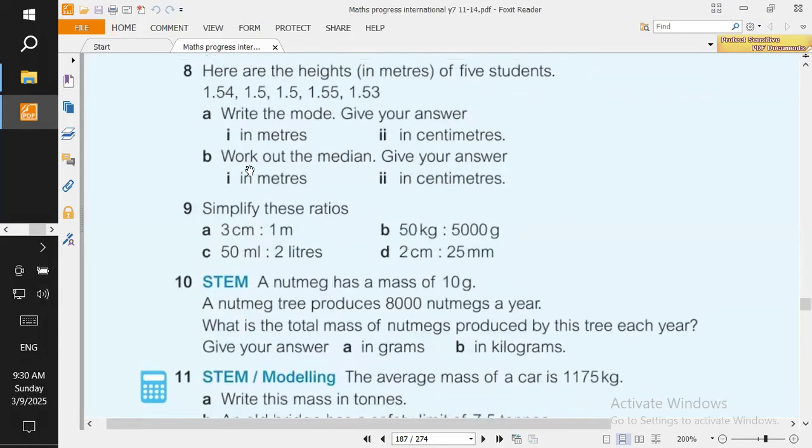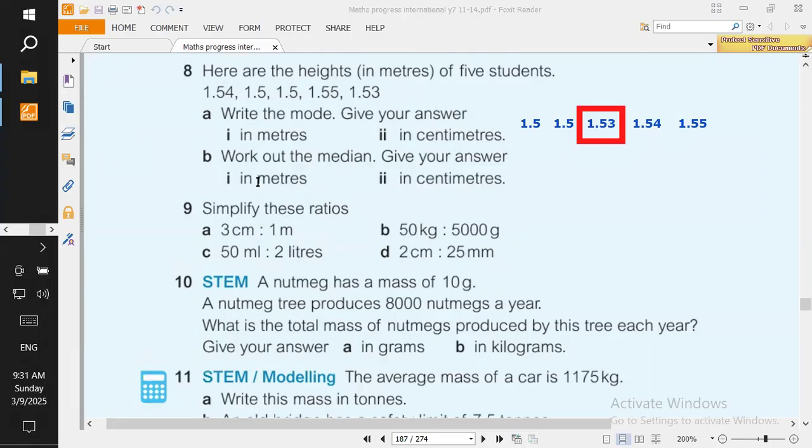Work out the median. Median means what? You have to put them in order of size and then find the one in the middle. So let's put them in order of size. The smallest one is what? It's 1.5. And then 1.5. And then after that, we have 1.53, and then 1.54, and then 1.55. Now here I put them in order of size from the smallest, and then I need the median. The median means the one in the middle. So when I look at the data here, I find out that this one is the one in the middle, 1.53 meters.